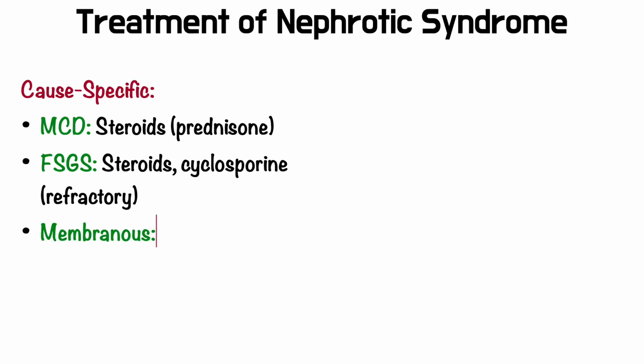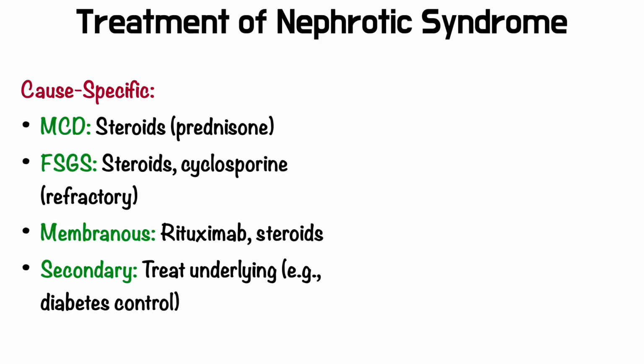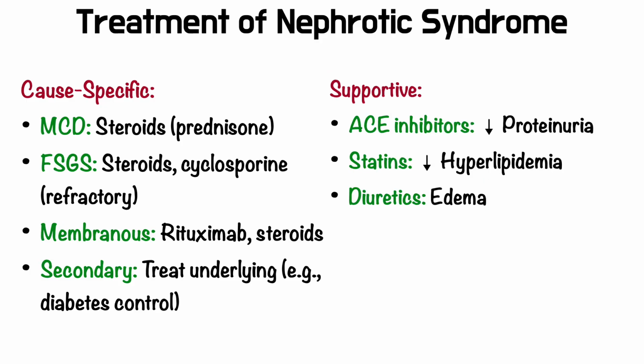Talking about the treatment of nephrotic syndrome, the cause-specific treatment in minimal change disease is steroids, that is prednisolone, and in FSGS, that is steroids, with cyclosporin in refractory cases, and in membranous, that is rituximab and steroids again. And in secondary causes, you have to treat the underlying condition, that is diabetes control in diabetic nephropathy, right? So the supportive treatments are ACE inhibitors, that will lead to decrease in proteinuria, and statins, that is to decrease hyperlipidemia, and diuretics to decrease edema, right?